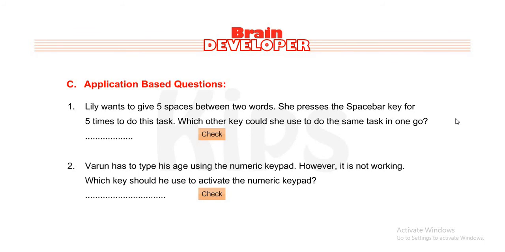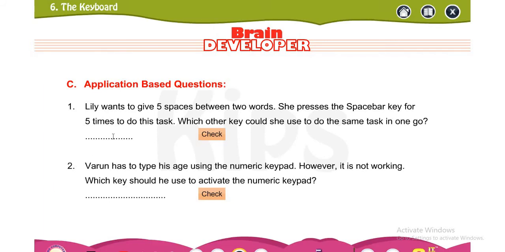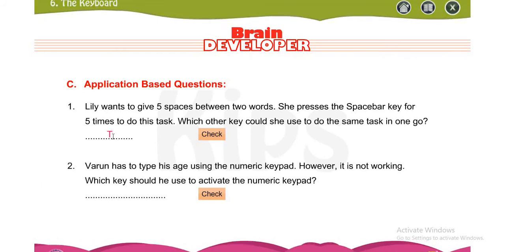So here, which key are we using? The key having a tab key. Why? On page number 55, the answer is there. 7th point: the tab key allows the cursor to jump 5 spaces forward. So here the answer is tab key.